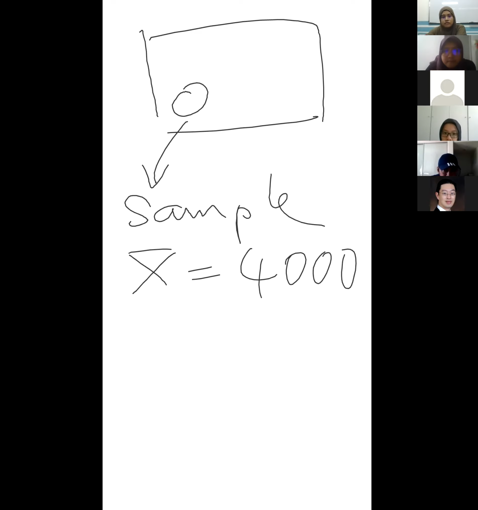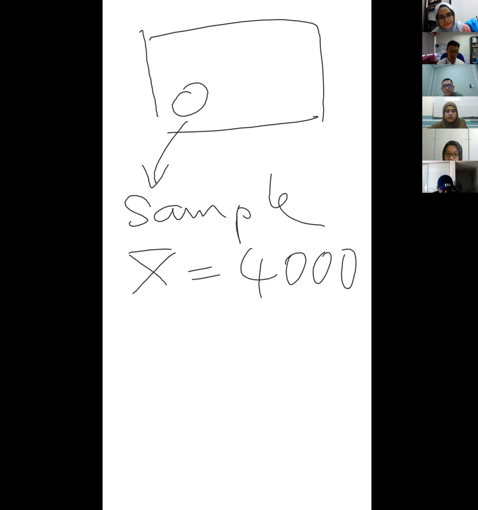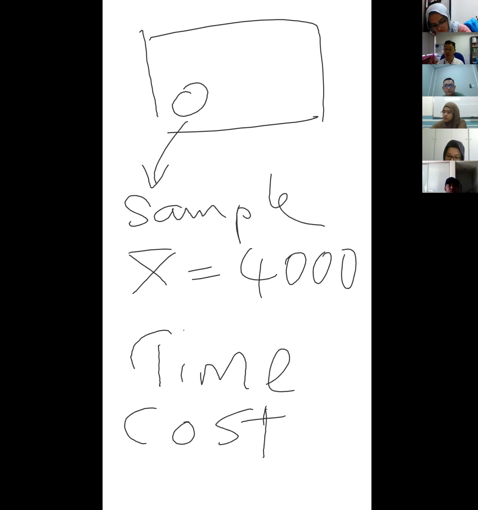Okay, so if it is large, we have two big issues. One big issue is that the population is too large, so it will take too much time. So we have a time issue, and we also will take a lot of cost. So we have time and cost problems. When we study the whole population, we call this census, or in Malay we call this banci.